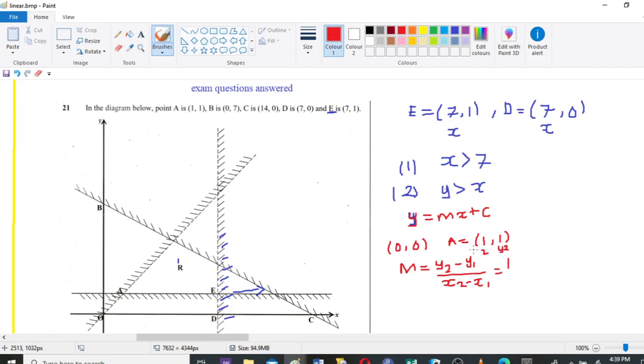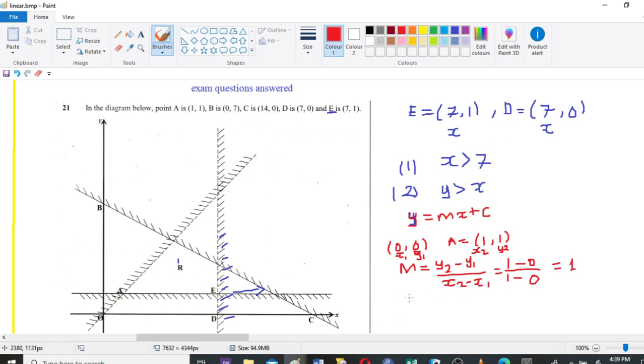So this will be our y2, and this is our x2, and these can just be our x1 and our y1. So your y2 is 1, your y1 is 0, your x2 is 1 minus your x1 which is 0 as well, and this will give you a gradient of 1, a gradient of magnitude 1.